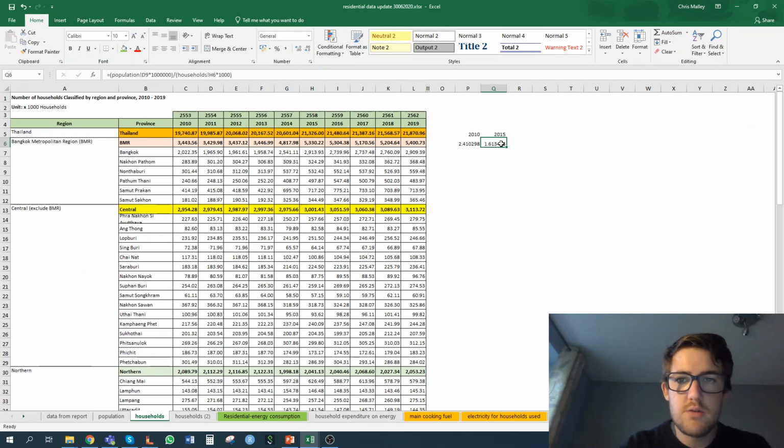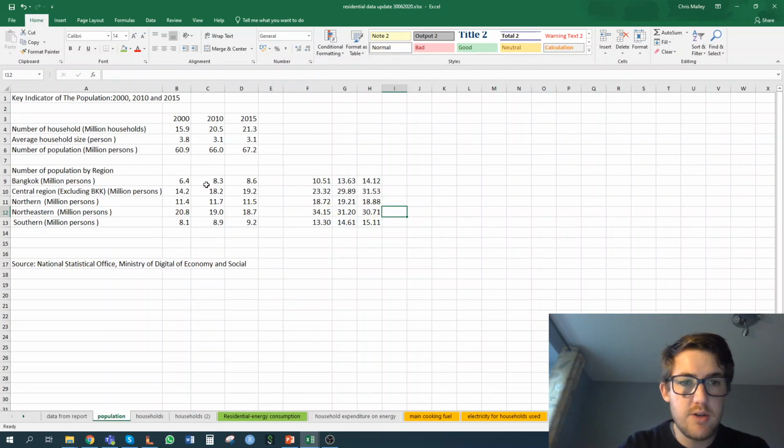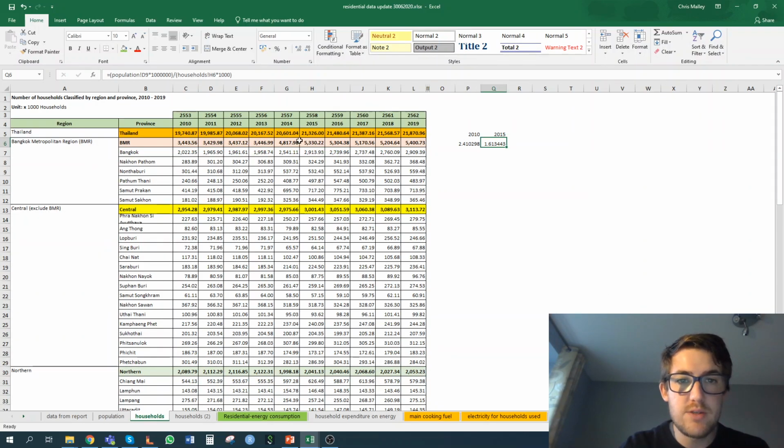Okay, so it shows that between 2010 and 2015, the average number of people per household has decreased substantially. So what I think we need to check is whether that is true. So the population here has not gone up by very many in Bangkok between 2010 and 2015, but the number of households has gone up substantially.